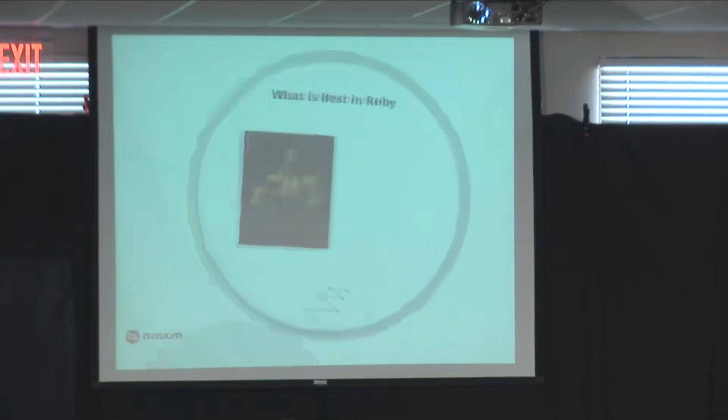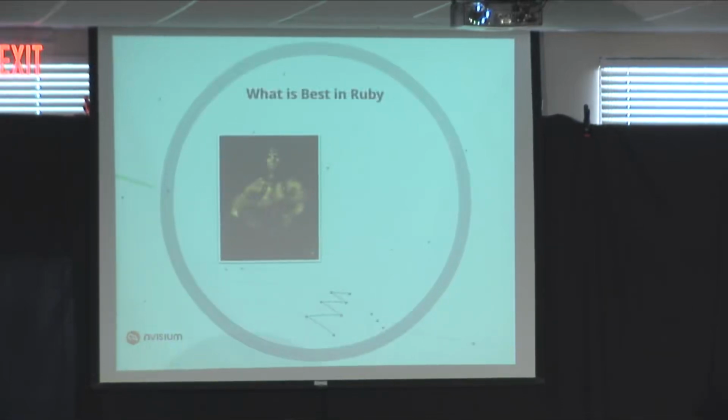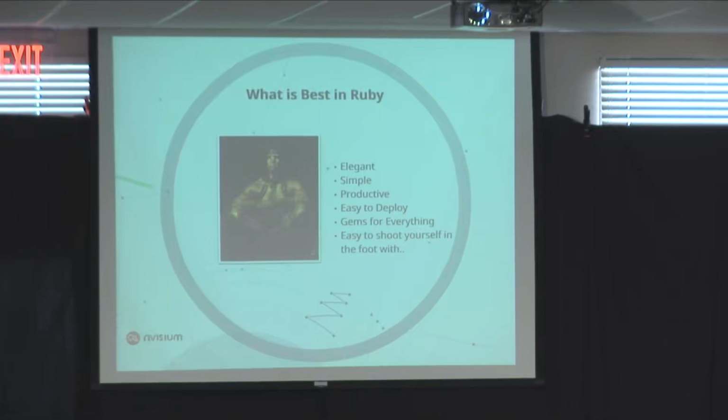And what is best in Ruby? Well, it's elegant, it's simple. You're not bound by a lot of the things you would have in some of the larger frameworks and languages. It's easy to deploy, it's productive. There's gems for pretty much everything you want to do. So if you don't feel like writing something, you could probably get a gem that's readily available. But it's also very easy to shoot yourself in the foot with. All the same things that make Ruby so great can also cause some intense problems.